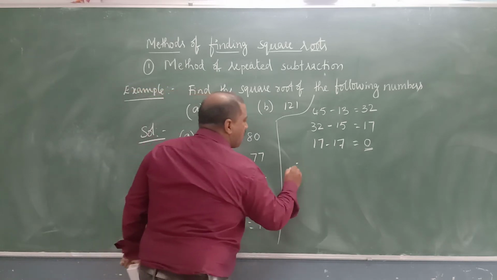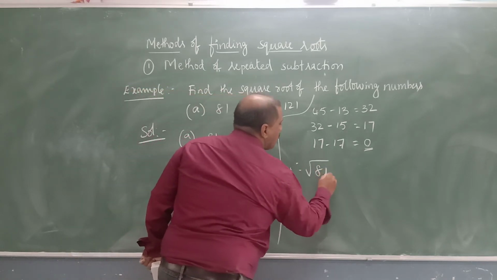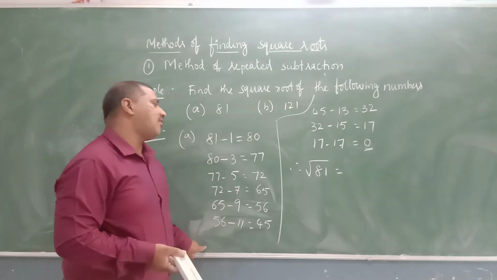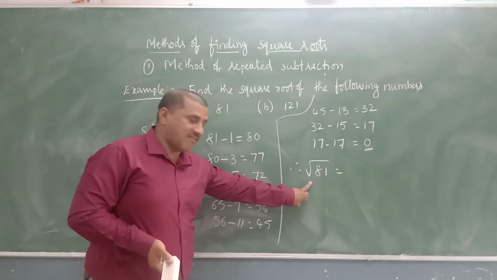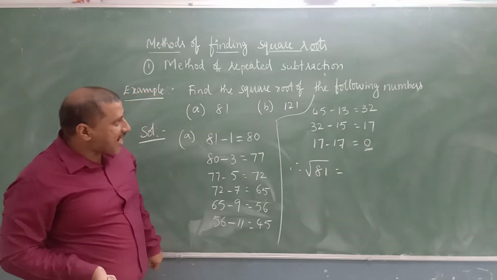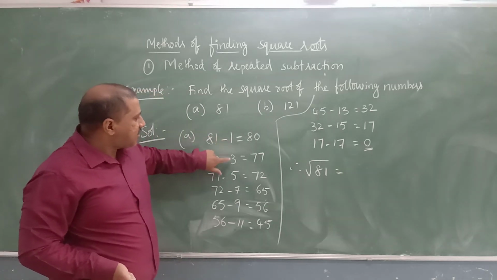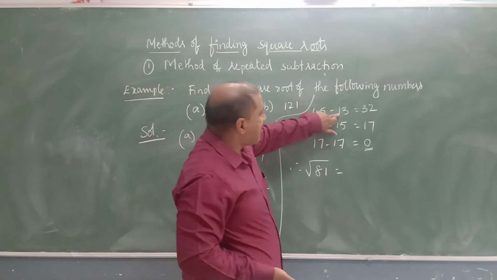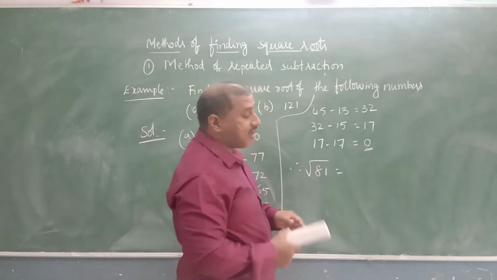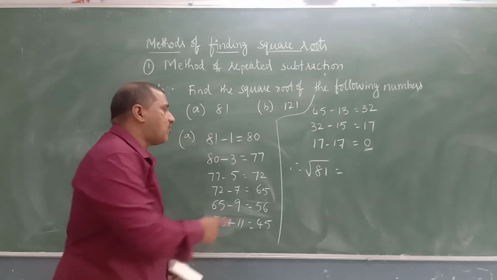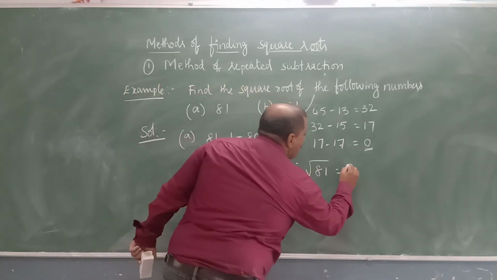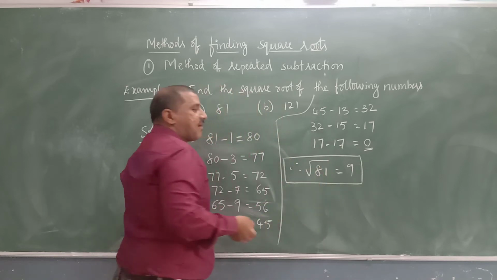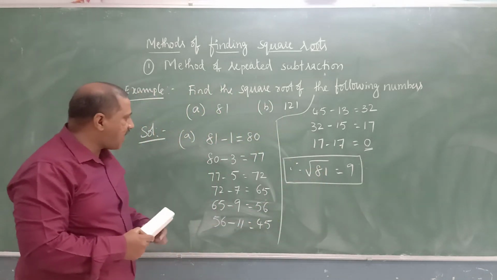Now the square root of 81 is equal to the number of odd numbers we have subtracted. How many odd numbers have we subtracted? Here it is 1, 2, 3, 4, 5, 6, 7, 8, 9. Nine odd numbers we have subtracted. Therefore, the square root of 81 is equal to 9. This method is known as the repeated subtraction method. What did we do here?